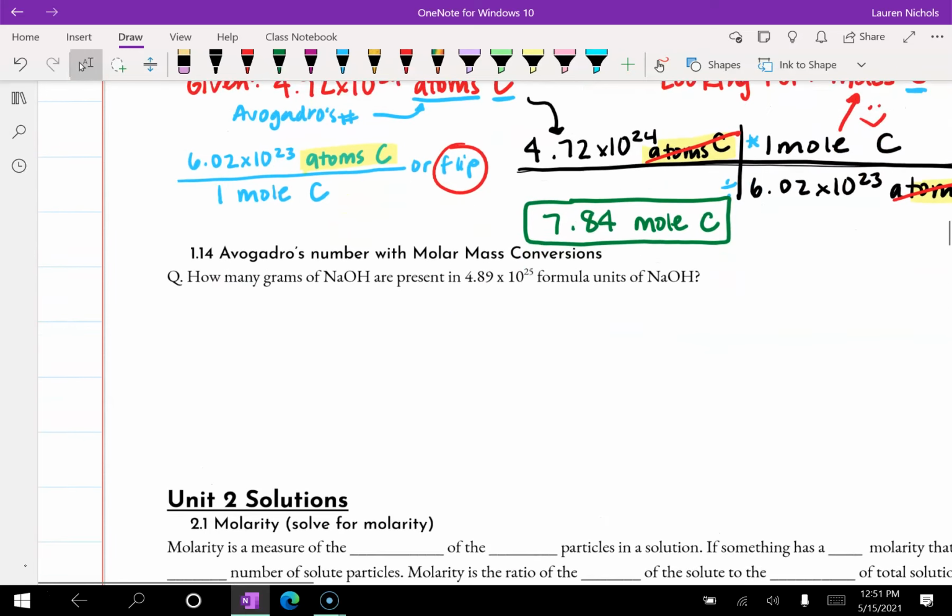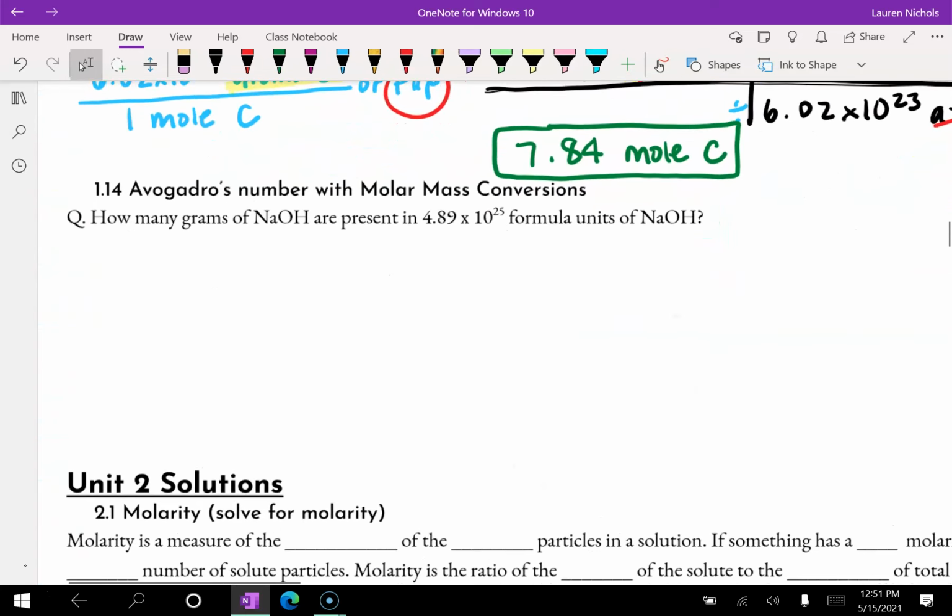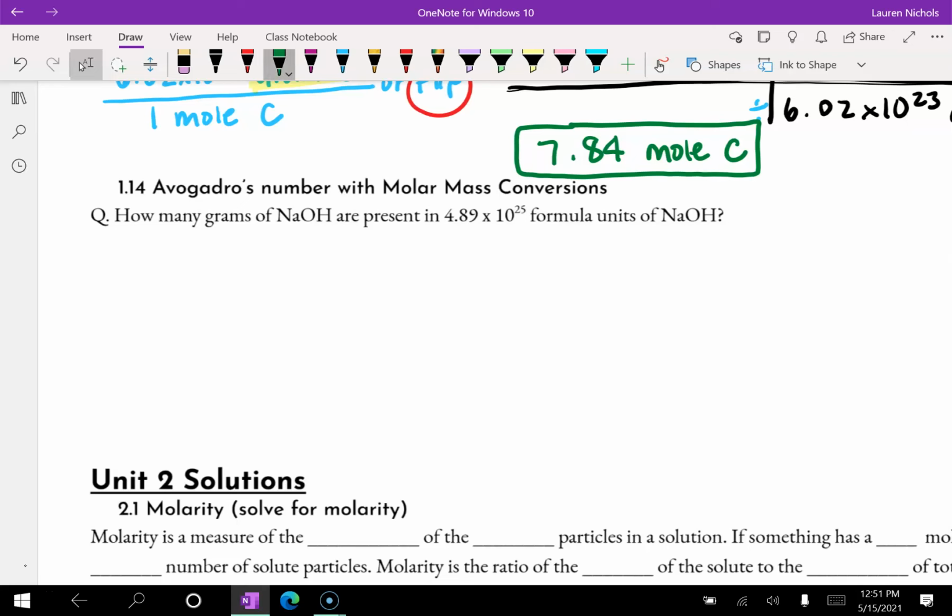Now let's take a look at this next one. This one says, how many grams of NaOH, or sodium hydroxide, are present in 4.89 times 10 to the 25 formula units of sodium hydroxide?